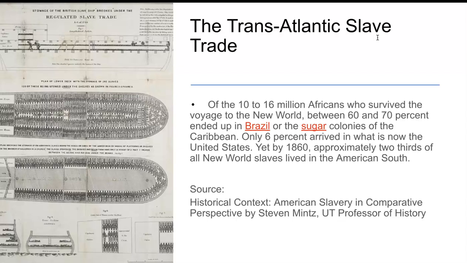Of the 10 to 16 million Africans who survived the voyage to the New World, between 60 and 70% ended up in Brazil or the sugar colonies of the Caribbean. Only 6% arrived in what is now the United States. Yet by the 1860s, approximately 2/3 of all New World slaves lived in the American South.